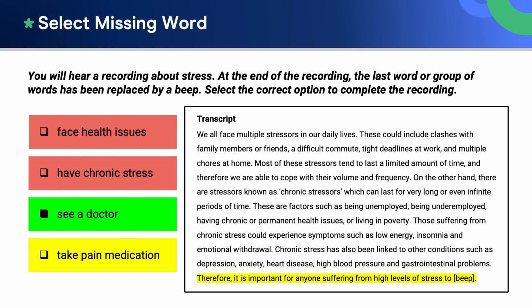But even though the speaker talks about a lot of health problems related to stress, the focus is not on pain. And so take pain medication is not appropriate for the context of this recording. This option is incorrect. Okay, after checking all the options, you can see that one fits well and the others don't work. So on test day, listen carefully to follow the main topic and the details. Then focus on the meaning of each option to eliminate the incorrect ones and find the correct one.